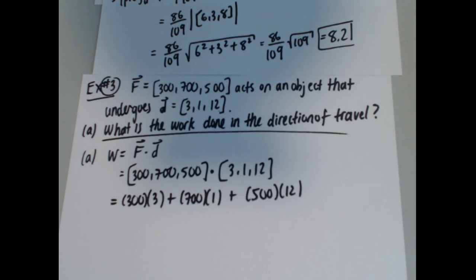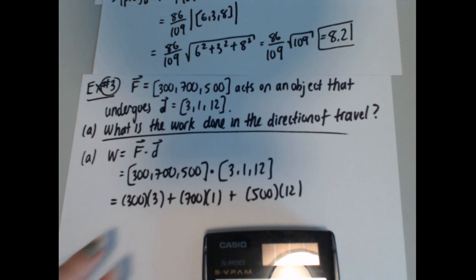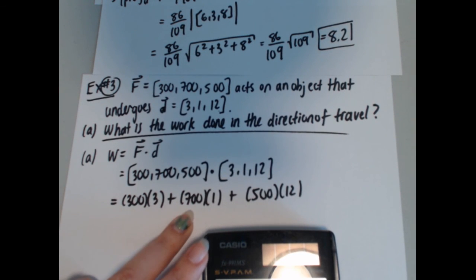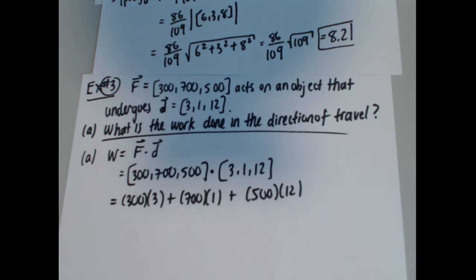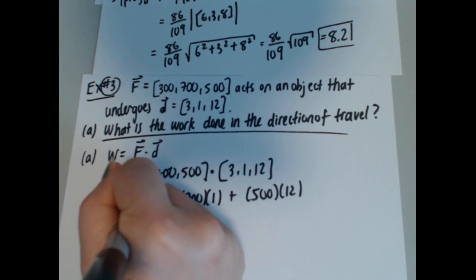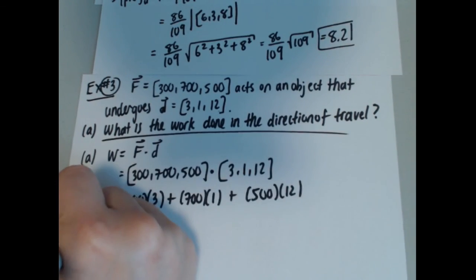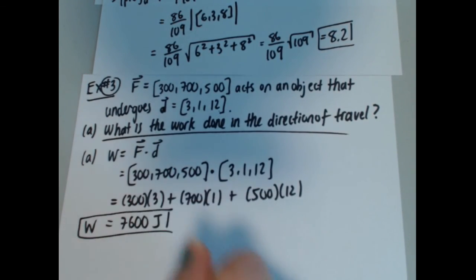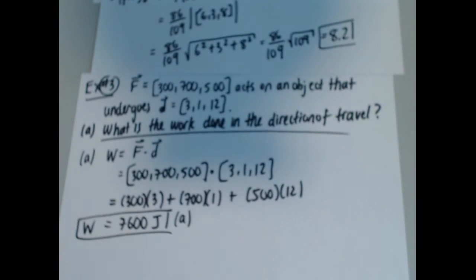Okay, so we just have to punch those numbers. 300 times 3, that's 900, 900 plus 700, that's 1600. So 1600 plus 12 times 500, that's 7600. So let's remind ourselves what the units are. Those are joules. Work is a form of energy, and no matter what type of science you studied, you would have seen that energy is measured in joules. This is the accepted unit. Sometimes you might express it in different units depending on your application, but usually it's joules.